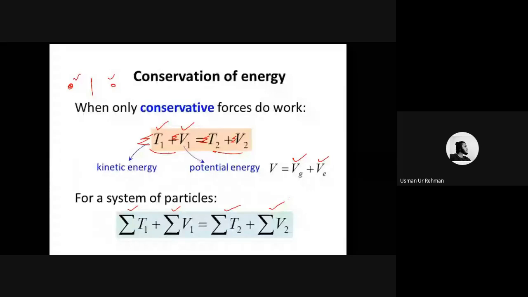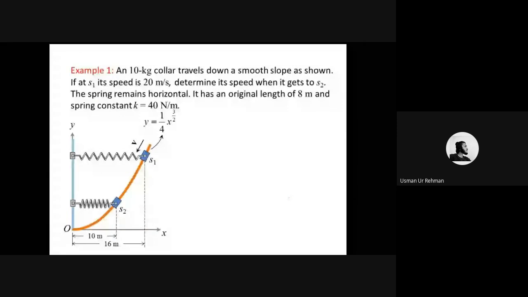Okay, now let's have an example. A 10 kg collar travels along a smooth slope. The word smooth is here, so it means no friction. You see over here, this object moves like this, and the spring also moves downward with it. At this location, the spring is compressed when it moved downward.